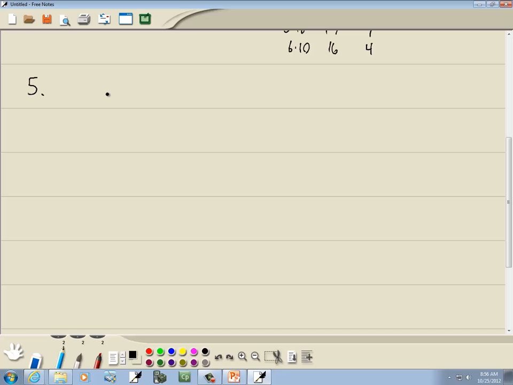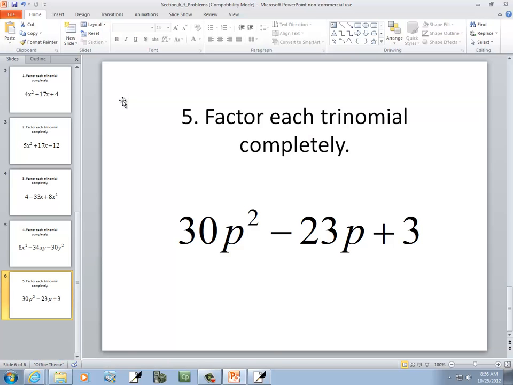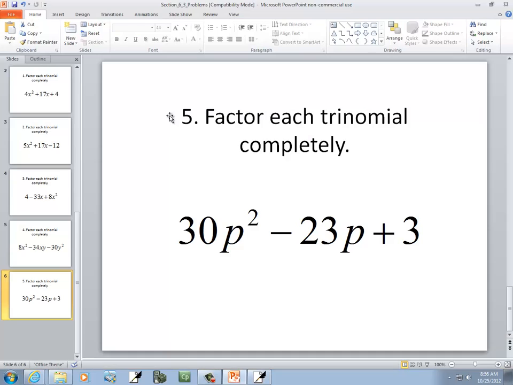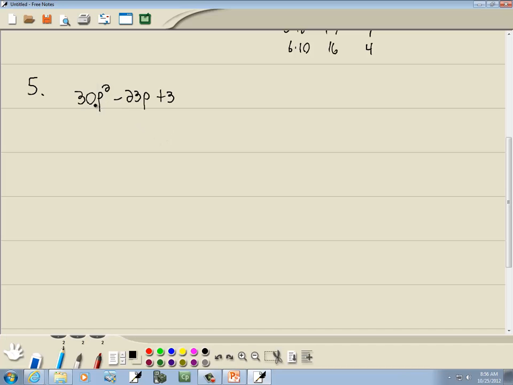Let's look at this next one. We've got 30p squared minus 23p plus 3. Okay, first thing, the GCF. Don't have any. Second one, grouping. That needs 4 terms, and we only have 3 terms here, so that doesn't fit. PSD is where you'd have p squared, p, no p, and there's no number in front of your p squared. Well, that doesn't fit.